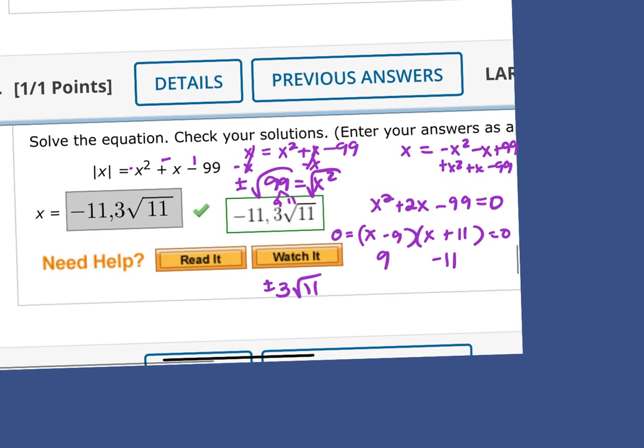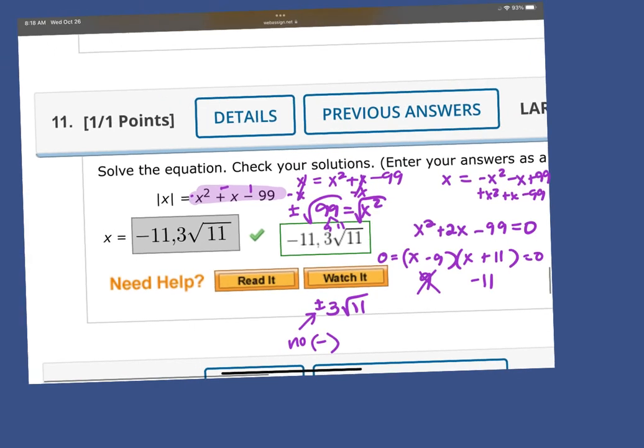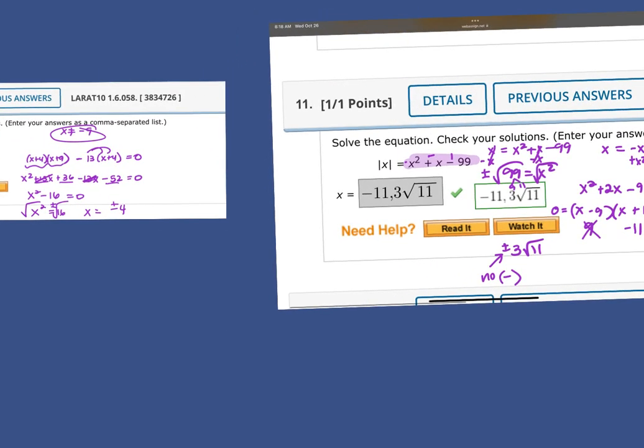And then when you check them, like when you plug them back in, the negative 3 root 11 wouldn't work, and the 9 wouldn't work. So I'd end up with just the positive 3 root 11 and negative 11. And the easiest way to check it would be to plug it back in just to the right side and see if it's negative. If I get a negative number, which is what would happen if I did the 9 or the negative 3 root 11, then you rule them out. You won't have to be checking like 3 root 11 for your test.